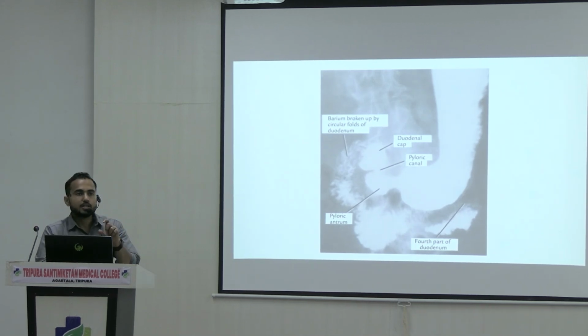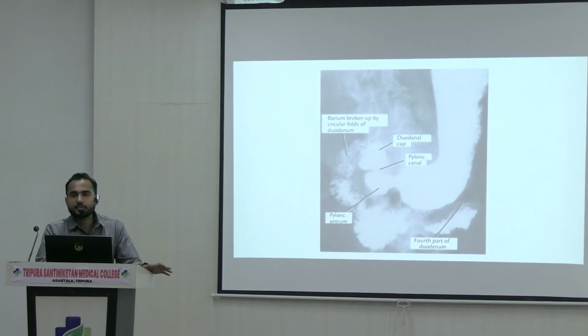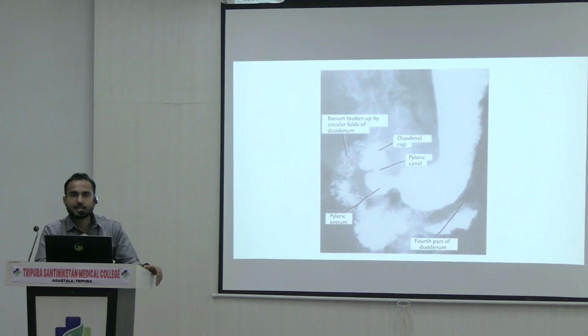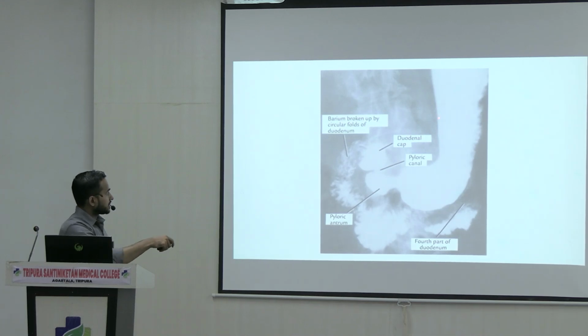Now, in barium studies we give barium sulfate to the patient. When the patient swallows the barium sulfate, as it travels through the GIT, the mucosal pattern of that particular structure can be seen. From there we can differentiate spatially. So see this particular part, the mucosal pattern.